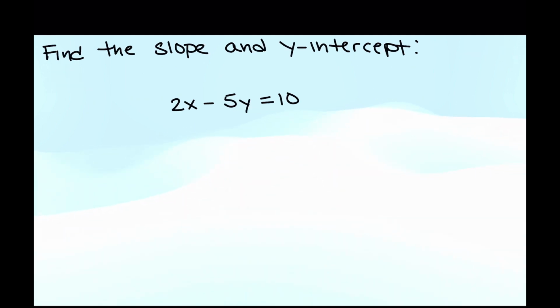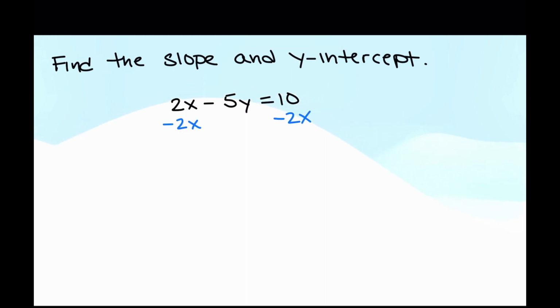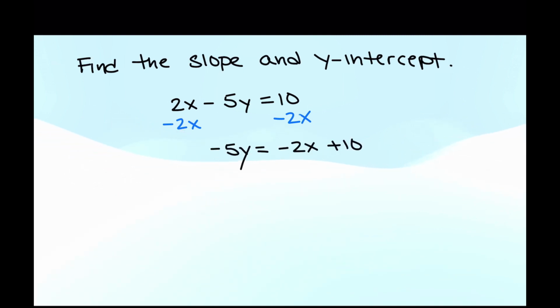Here's another one. Find the slope and the y-intercept, and we have the line 2x minus 5y equals 10. This equation is not in slope-intercept form yet because we haven't solved it for y. So the first step is to get y by itself. To do that, I have to subtract 2x from both sides. So again, I'm trying to isolate or solve for y. So I need to move the 2x to the other side, and that gives me negative 5y equals negative 2x plus 10.